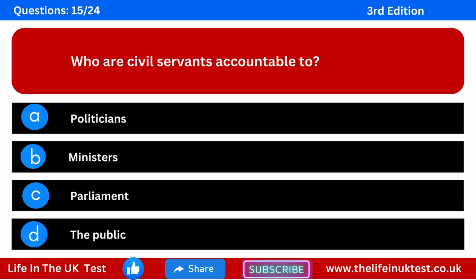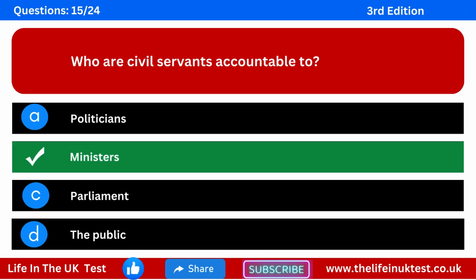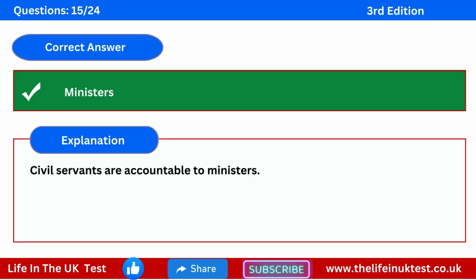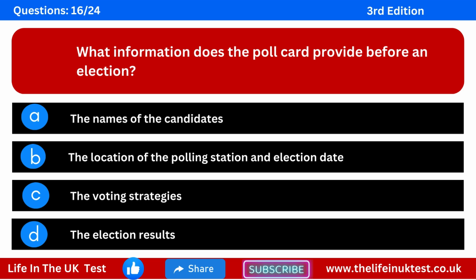Option A, politicians. Option B, ministers. Option C, Parliament. Option D, the public. The correct answer is ministers. Explanation. Civil servants are accountable to ministers. Question 16. What information does the poll card provide before an election?